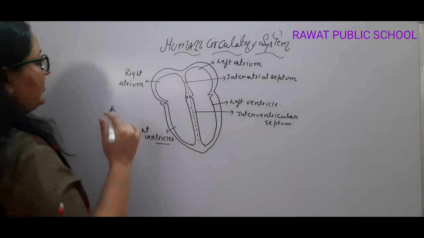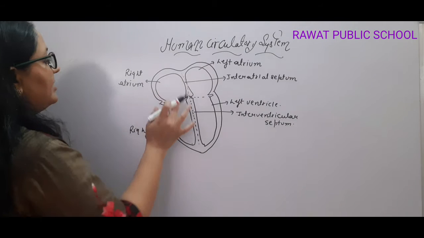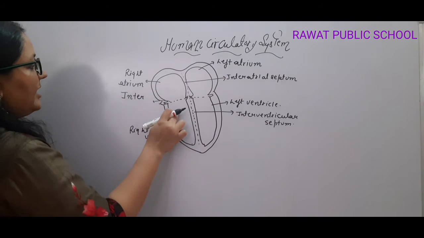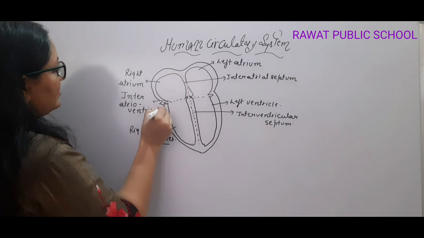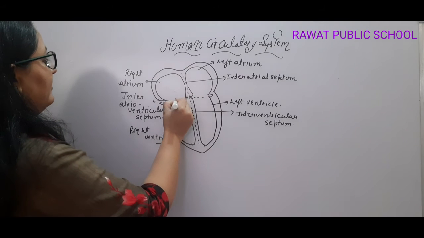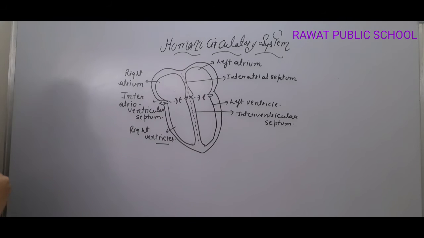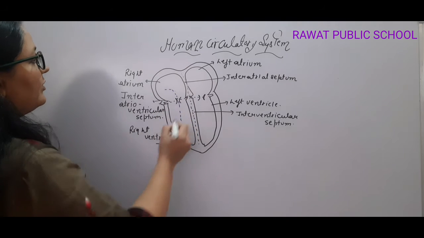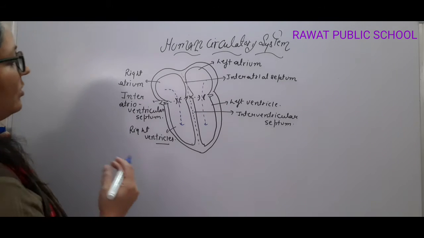Now there is a thick fibrous tissue which is also present between the atrium and the ventricle, and it separates the atrium from the ventricle. Because these are present between the atrium and the ventricle, this is known as atrioventricular septum. Okay, but there are some openings which allow the blood to flow from the atrium to the ventricle. The blood will flow from the right atrium to the right ventricle, and also from the left atrium to the left ventricle through these openings, and these openings are called valves.